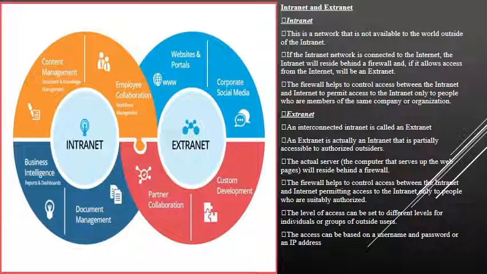Extranet. An interconnected intranet is called an extranet. An extranet is actually an intranet that is partially accessible to authorized outsiders. The actual server, the computer that serves up the web pages, will reside behind a firewall. The firewall helps to control access between the intranet and internet, permitting access only to people who are suitably authorized. The level of access can be set to different levels for individuals or groups of outside users. The access can be based on a username and password or an IP address.